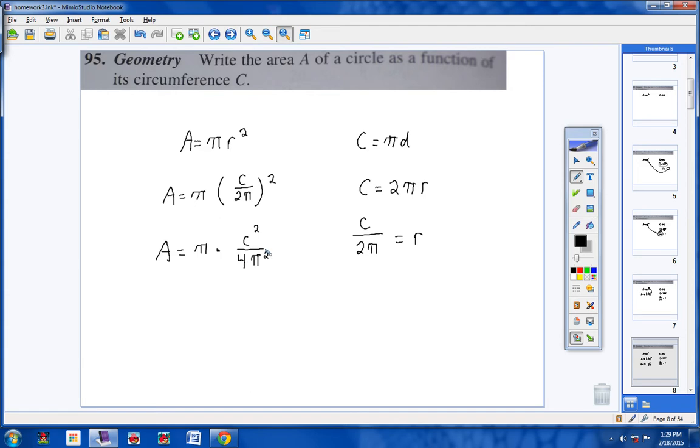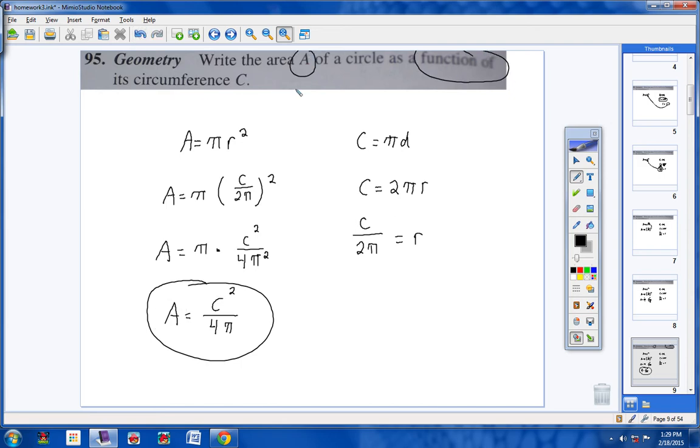Now, I'm going to multiply these two together. I can put the pi over 1 and multiply top times top, bottom times bottom. Watch. My pi here cancels with one of the pi's in the pi squared, leaving me with 1 pi. 1 times C squared is C squared. 1 times 4 pi is 4 pi. So there it is. And students, look what you have. You have area in terms of C, or in other words, you have area as a function of C. Alright, let's try another one that's a lot more difficult.